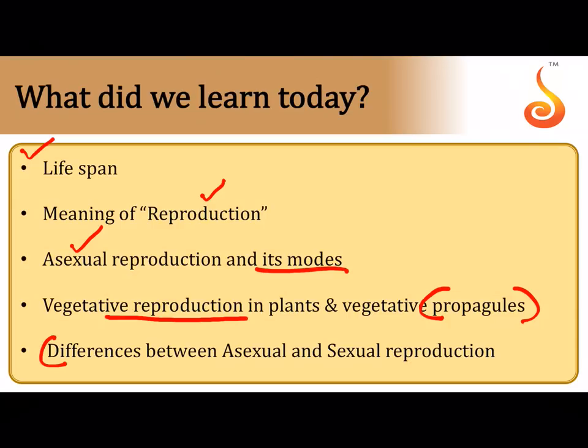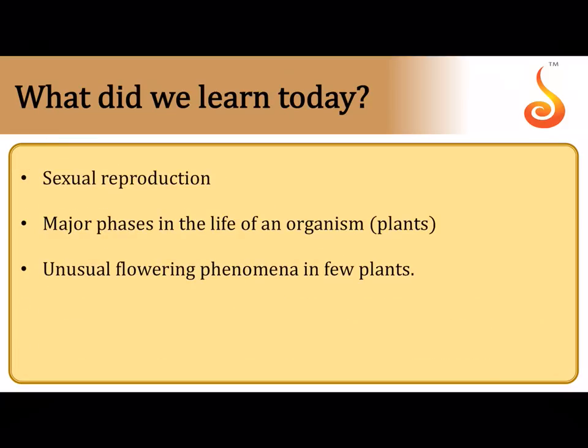Isn't it? Then we learnt the differences between sexual and asexual reproduction. We specifically learnt that sexual reproduction is biparental. There is involvement of parents, participation of parents of opposite sexes, formation of gamete, fusion of gametes, isn't it? Then we learnt the major phases, especially with reference to plants. That is vegetative phase, reproductive phase, and senescent phase. And we learnt about bamboo and Neelakurinji, which is the unusual flowering phenomenon in few plants.